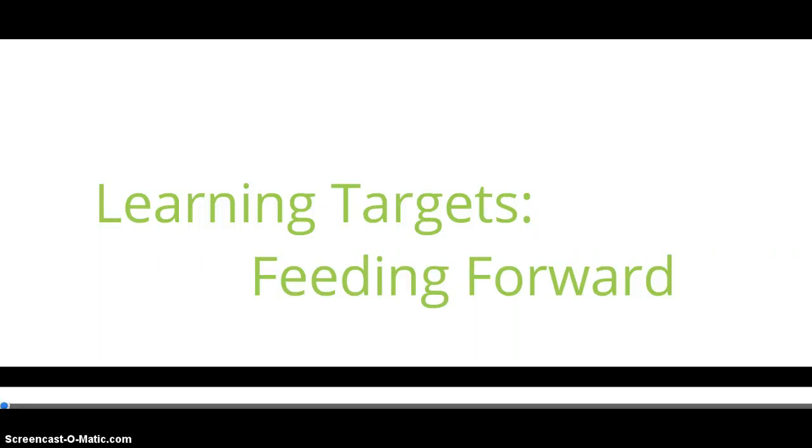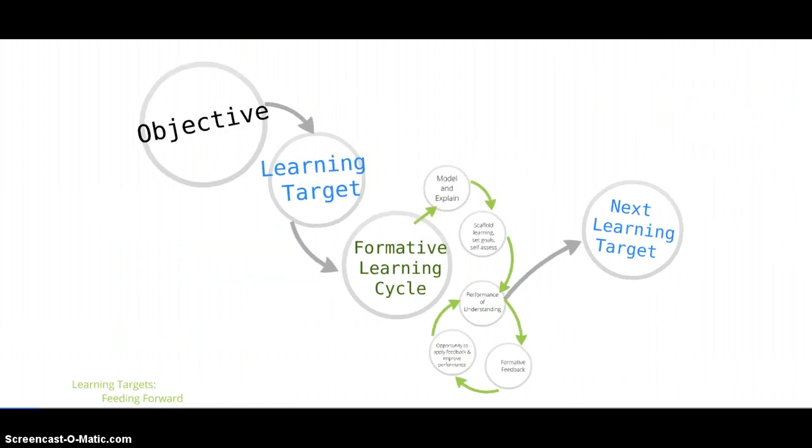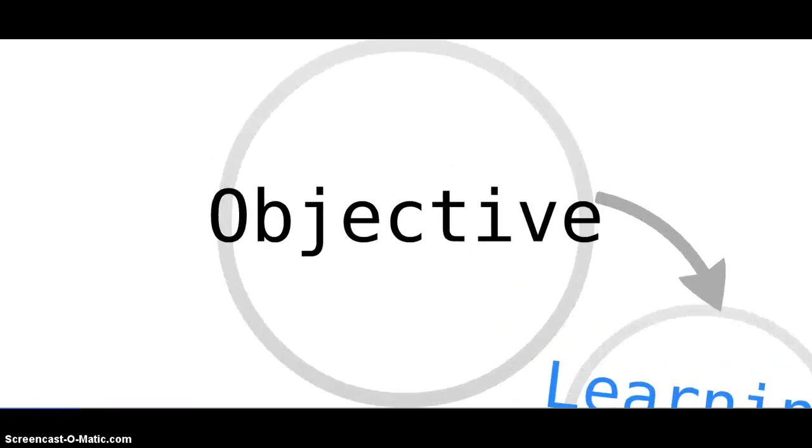This month, we are looking at chapters 4 and 5 of our Learning Targets book, focusing on effective feedback and preparing assessment-ready students. In our previous readings of chapters 1 through 3, we discovered that learning targets are smaller chunks of knowledge stemming from our objectives.